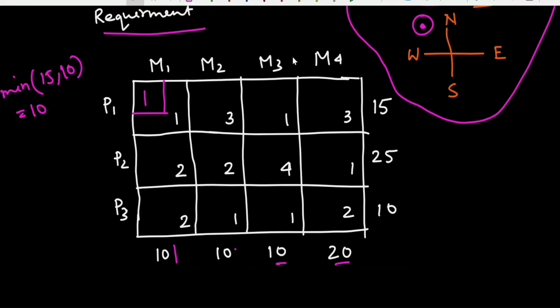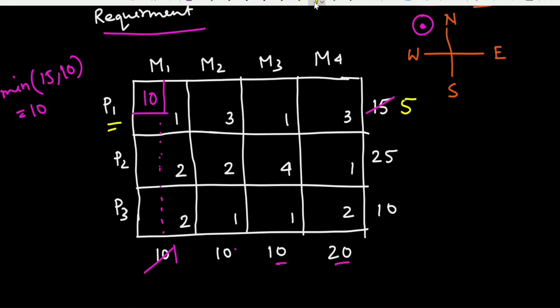So we allocate 10 here, and the requirement of market 1 is exhausted. So there is no allocation in the remaining 2 cells. This dotted line implies there is no allocation. So market 1 is exhausted, and the remaining availability for the source P1 is 5 units.